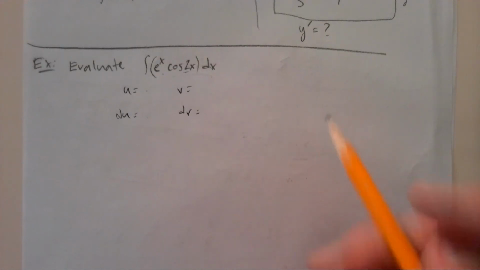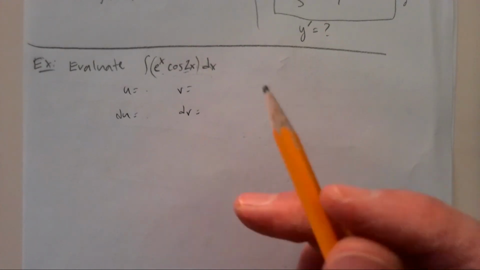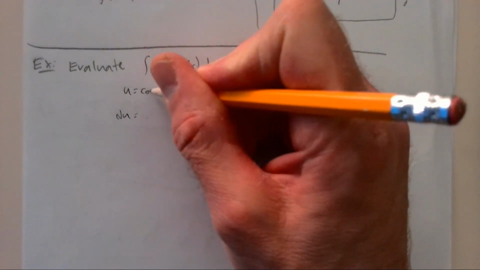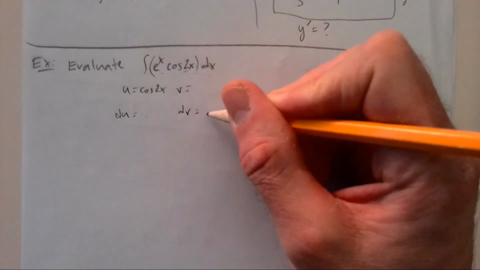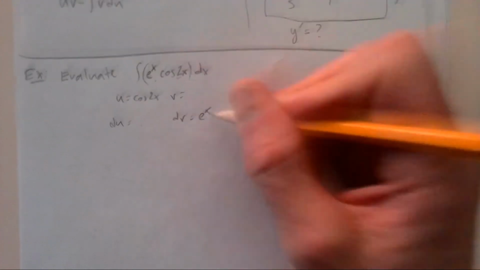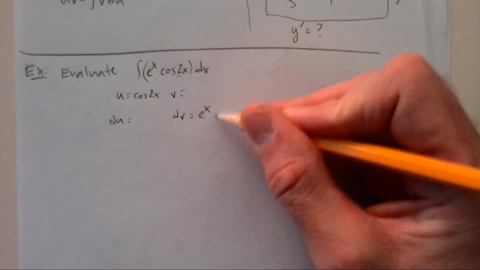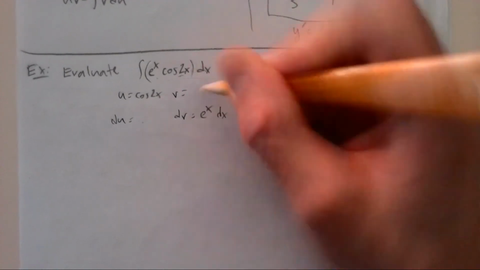Possible, but it seems like it's going to get a little complicated, so instead I'm going to let u equal cosine of 2x and dv be e to the x. Okay, let's see what happens here. Now when we find the integral or antiderivative of e to the x dx, that's just e to the x.